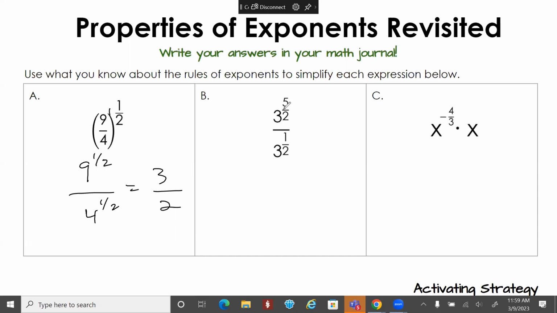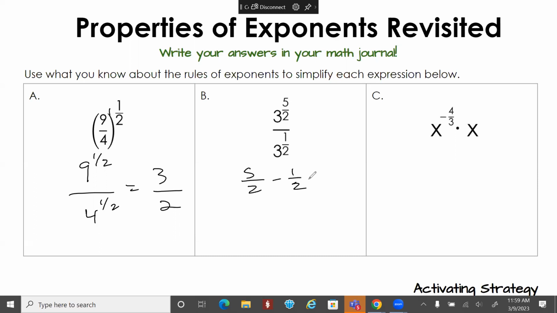Okay, cool. All right, now we have an exponent divided by another exponent, and it has the same base. So what are we gonna do? We're not multiplying. We're gonna subtract. So we're gonna do 5/2 minus 1/2.